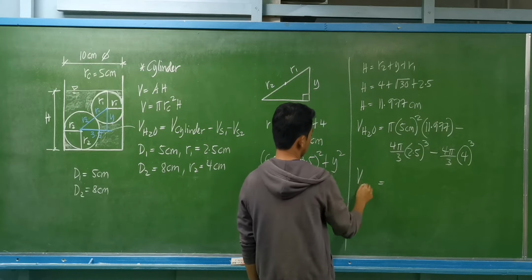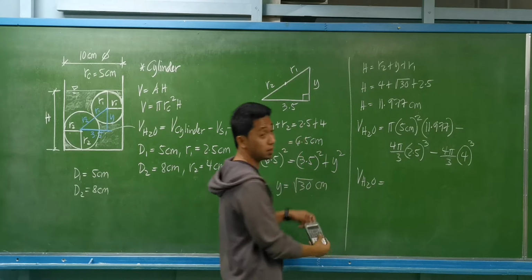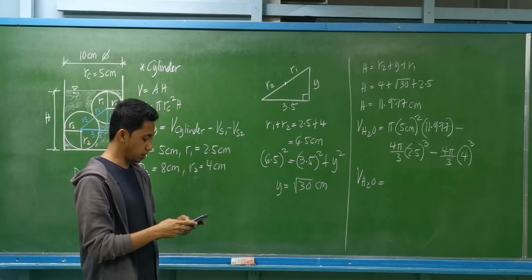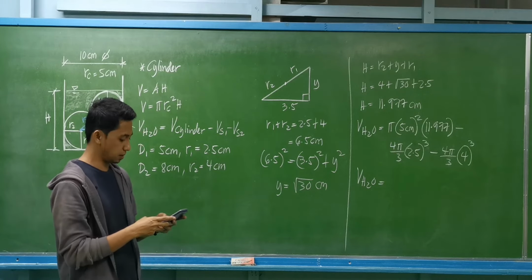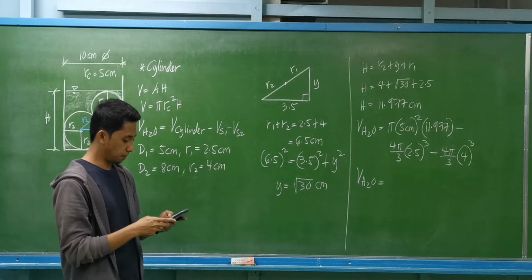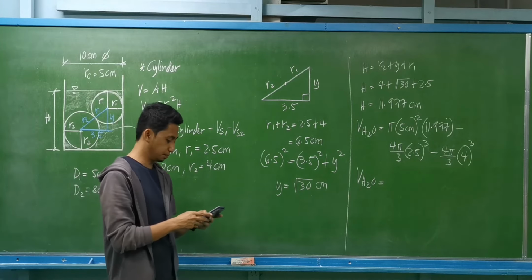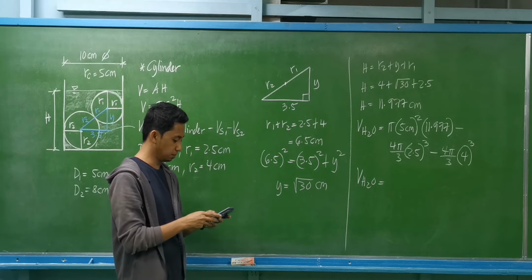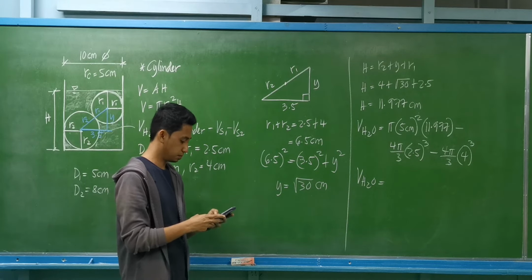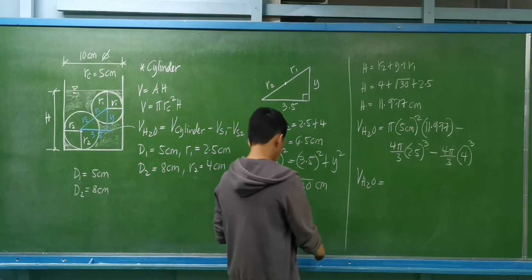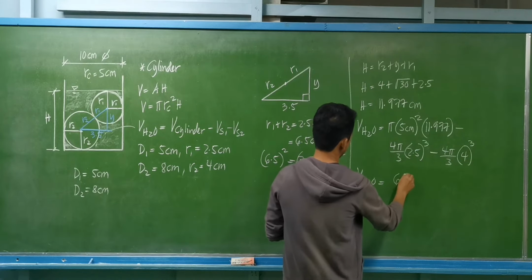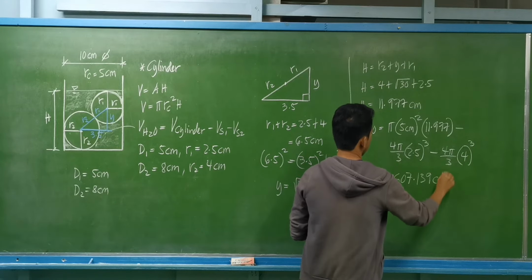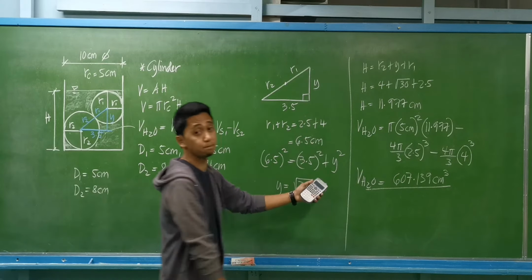So this will be the volume of water to cover both spheres. So we have pi, 5 squared, times 11.977 less 4 pi over 3 of 2.5 cube, minus 4 pi over 3 of 4 cube. So the volume of the water will be equal to 607.139. This is in terms of cubic centimeters. Okay, this will be our answer.